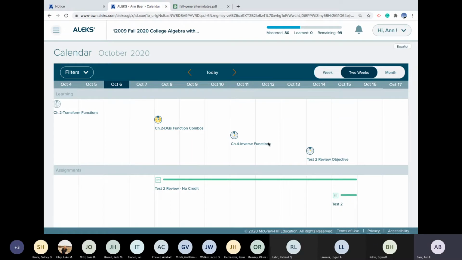What I will say, though, is this test 2 review objective, if you have learned all 25 topics in that objective, or unlearn some of those topics, they're not going to appear. The only way that you will see all 25 topics is by doing this review no credit assignment.